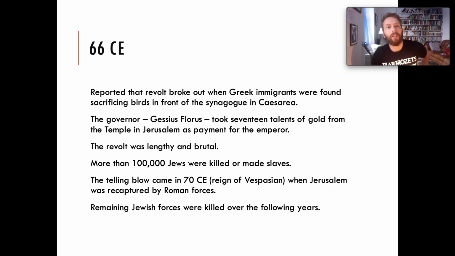Which brings us to 66 CE, and according to Wikipedia, this particular revolt was provoked when some Greek merchants, immigrants into Judea, were found sacrificing birds in front of the synagogue in Caesarea. Obviously, as part of Greek religion, sacrifice was a common part. But again, to sacrifice birds so close to a Jewish place of worship, that provoked part of the revolt. But again, that insensitivity.